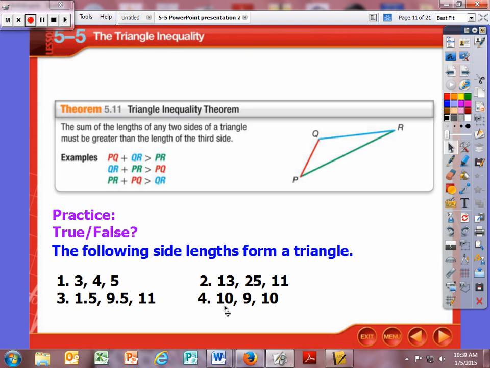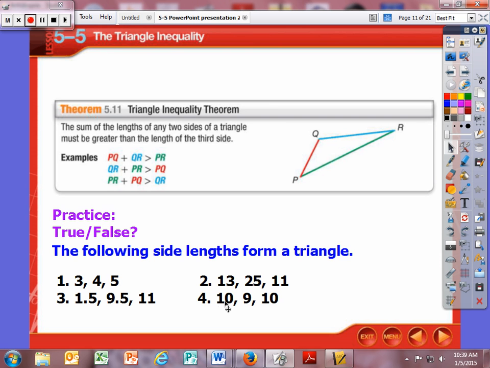Okay, and then number 4, again we have some out of order business right here. So again, we just need to add the two shorter ones. Now we do have two that are equal, so we're going to do the 9 and the 10. Yes, if I add up 9 and 10, of course I'm going to get something greater than 10. So number 4 would be yes, that is a triangle.